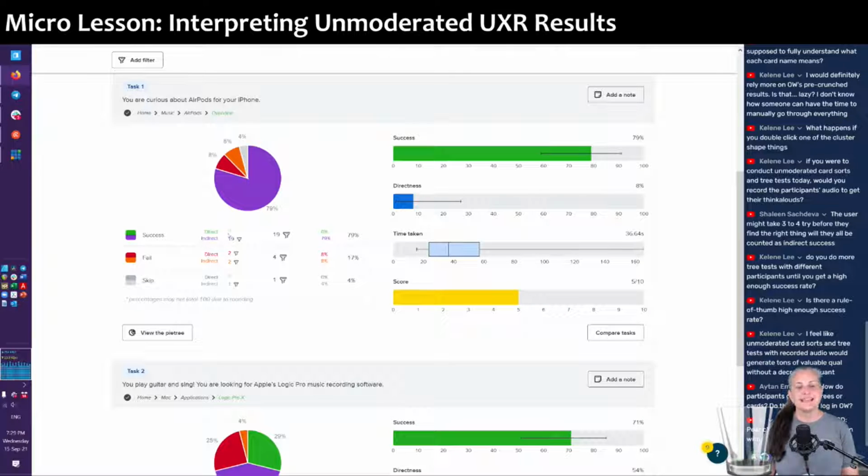That's how you get so many indirect successes and total failures. And you can see 0 direct successes. 0 of the 24 people who did this said, oh yeah, I know exactly where this is. Music, AirPods. Now again, this was the Apple site in 2018 or 2019. They have since changed it.